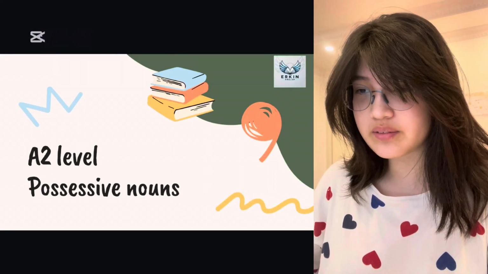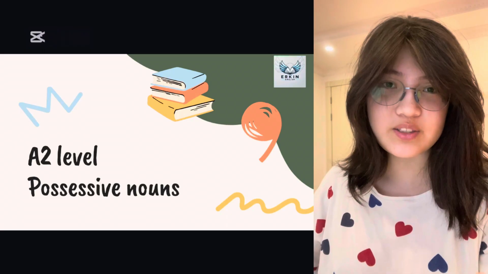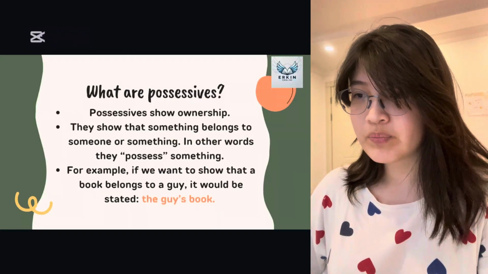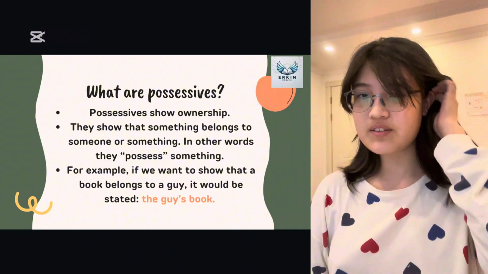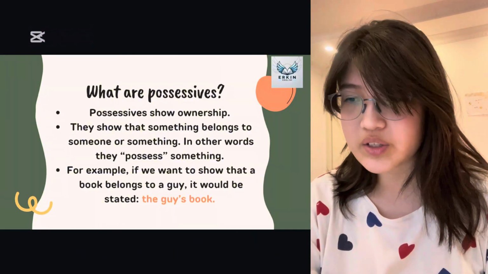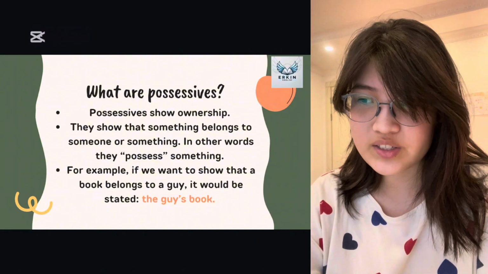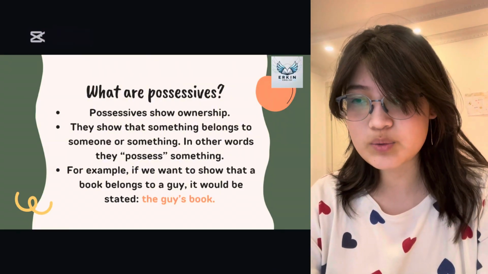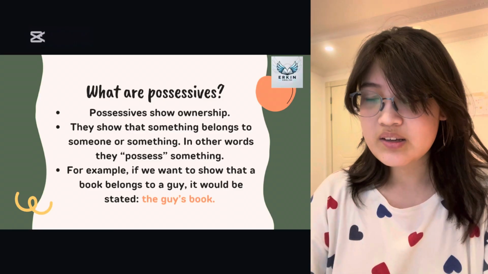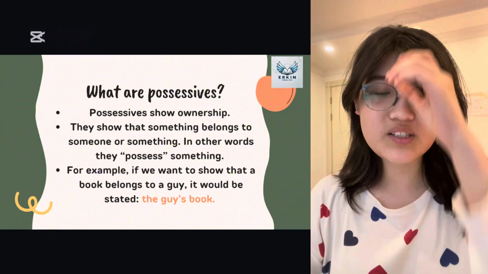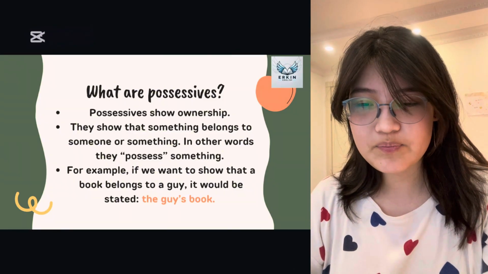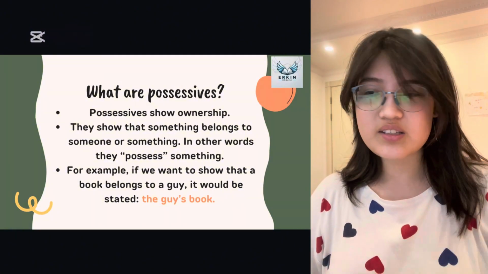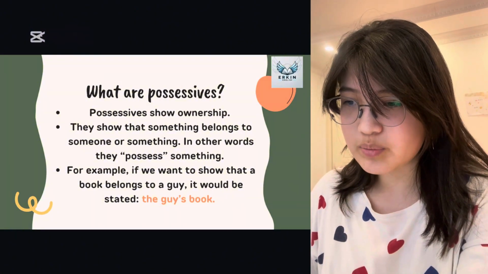Today we are going to be following the A2 level course, and we are going to be learning about possessive nouns. So, first of all, what are possessives? Possessives show ownership. They show that something belongs to someone or something. In other words, they possess something. For example, if you want to show that a book belongs to a guy, it will be stated as the guy's book. So overall, possessives show that an object, a person, a thing belongs to something else. So in this example, the book belongs to the guy.